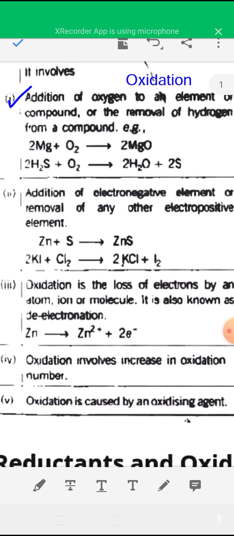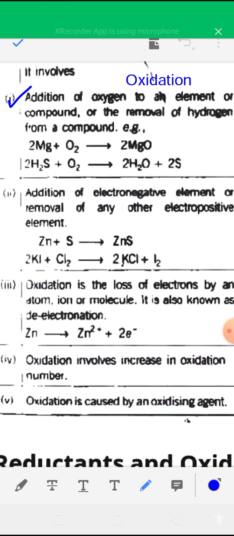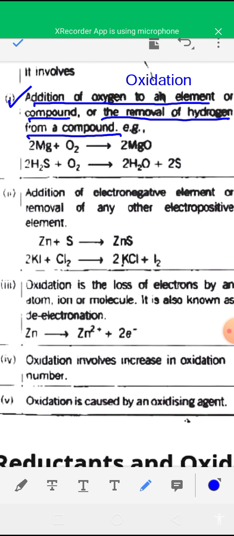First, the definition of oxidation in terms of oxygen: oxidation means addition of oxygen to an element or to a compound. You can also define oxidation in terms of hydrogen: the removal of hydrogen from a compound is also known as oxidation. For example, when magnesium reacts with oxygen, it gives magnesium oxide, MgO. Here magnesium combined with oxygen, so it is an oxidation reaction.